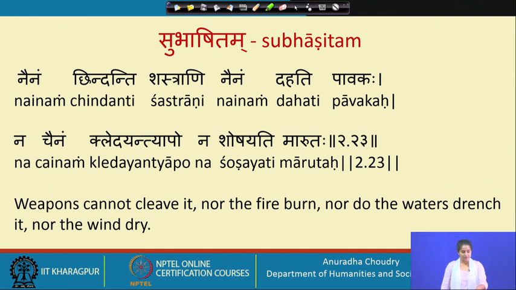So you can recognize the endings here, chindanti, shastrani, the plural, and then we also have dahati, pavakaha, and then na chainam kledayanti apaha. Apo is a sandhi form already of apaha, which means waters. So na kledayanti apaha becomes na kledayantyapo. Na shoshayati in the singular, marutaha.